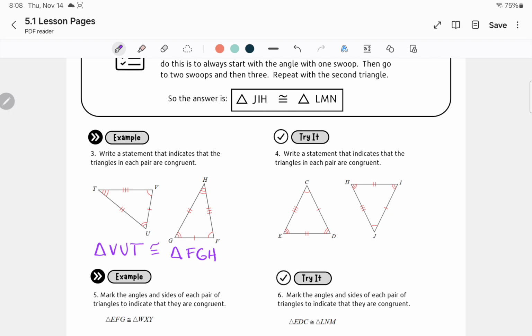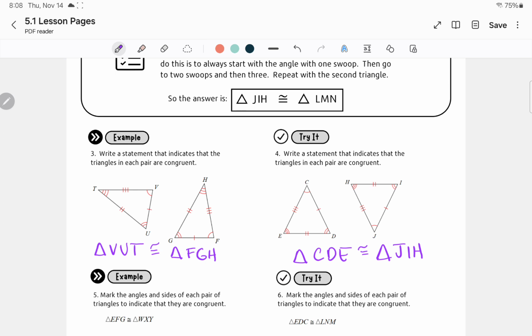So go ahead and pause the video, try number 4 by yourself. All right, I'm going to go ahead and share my answer to number 4. So I'm going to start with this triangle to the left. That would be CDE. And that is congruent to triangle, and then in order, 1, 2, 3, so JIH.